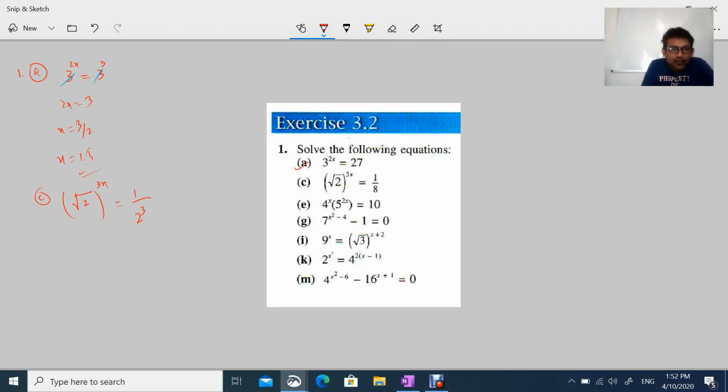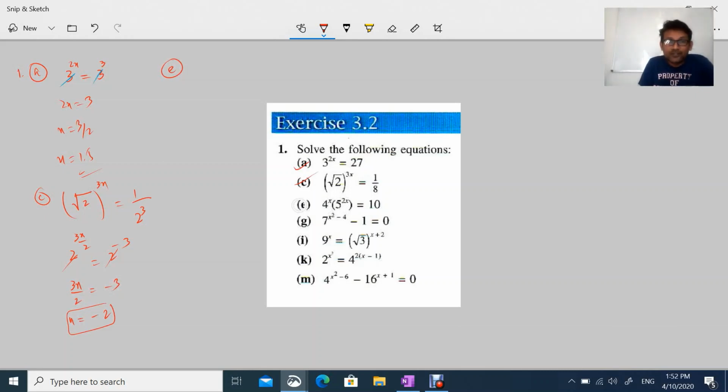So what I can do: 3x upon 2, and this is 2 power minus 3. Now the bases are the same, we can compare the powers. 3x upon 2 equals minus 3. 2 multiplied by minus 3 is minus 6, and x equals minus 6 upon 3, which is minus 2, and that's your answer. Okay, we've done it.